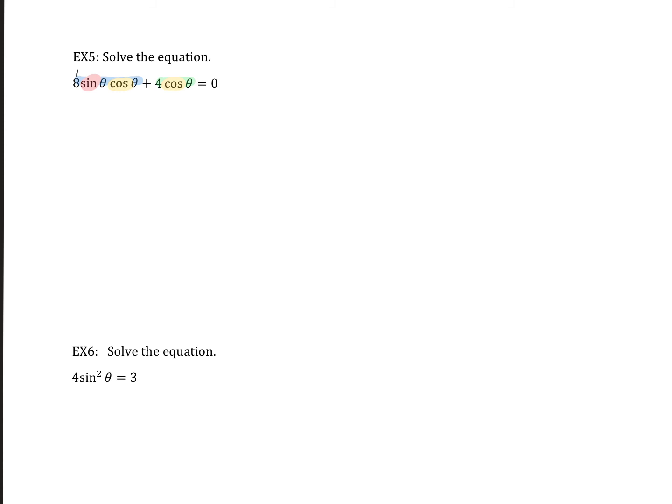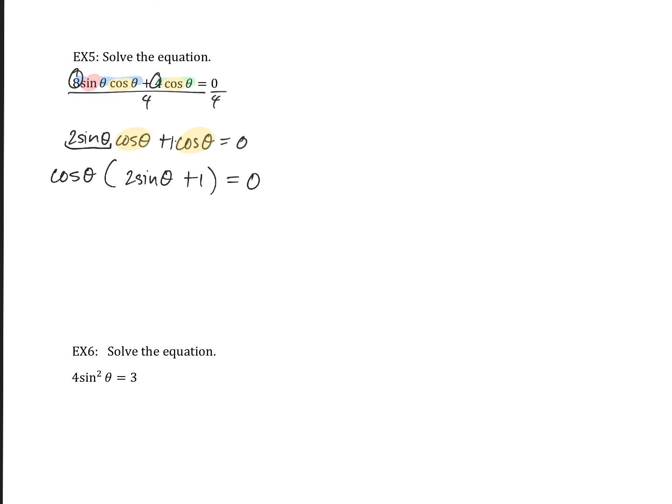Well, I notice both of them have a multiple of 4. So I'm going to go ahead and divide both sides of this equation by 4. That means I'm left with 2 sine of theta cosine theta plus cosine theta equals 0. Okay, that simplified it. Next, I noticed they both had cosine, which means I can factor cosine out. So cosine of theta, and then the remaining values are just the 2 sine theta and the imaginary 1.